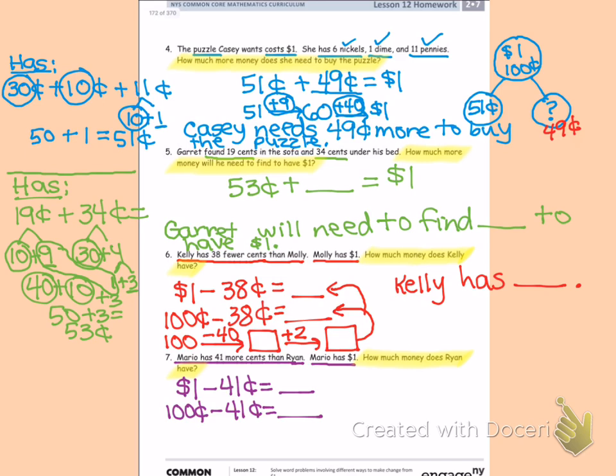Again, you could use the arrow way and take the 100 and you could subtract 40 because that's really close to 41. And that would give you a number here. And then you could subtract that extra 1 to give you the final answer. That answer goes here and here.